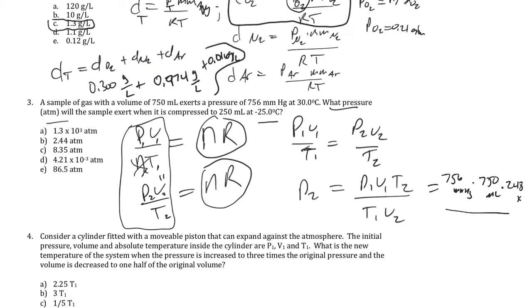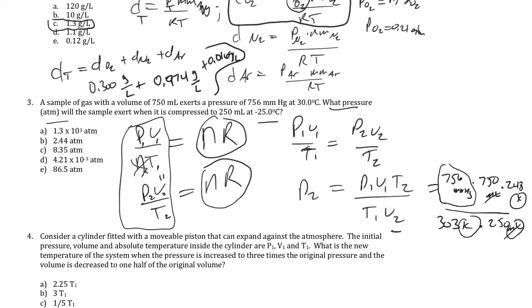And then I'm going to divide this by T1, which is 30 degrees C. 30 plus 273, 303 Kelvin. And then times V2, the compressed volume, which is 250 milliliters. The milliliters I can leave in the same unit, so I want to cross out the milliliters. Degrees C I can't, I have to convert to Kelvin. Millimeters of mercury, I can leave as is and then just convert over to ATM since it asks for the pressure in ATM.